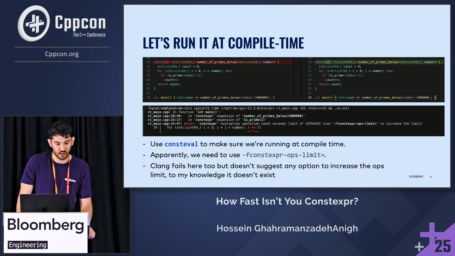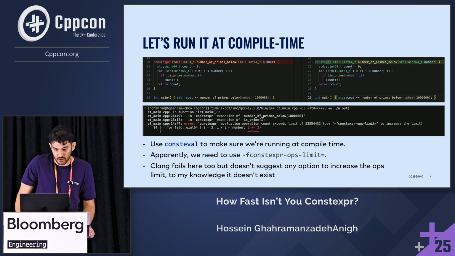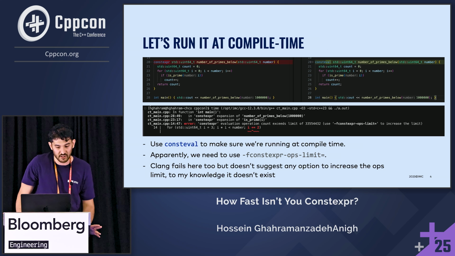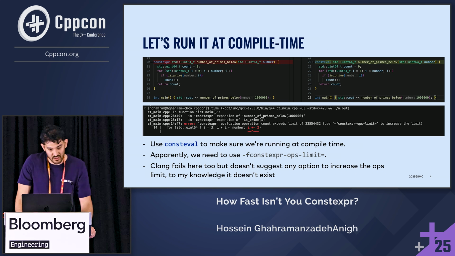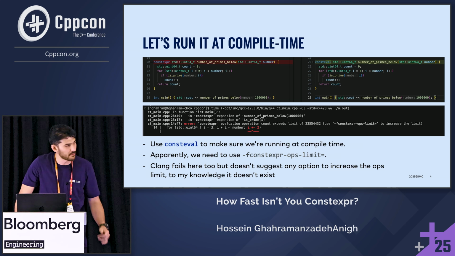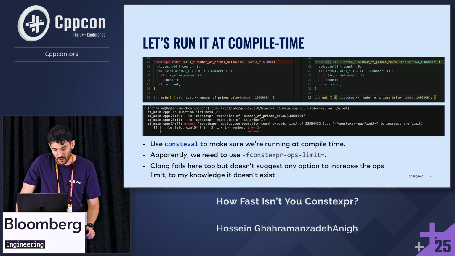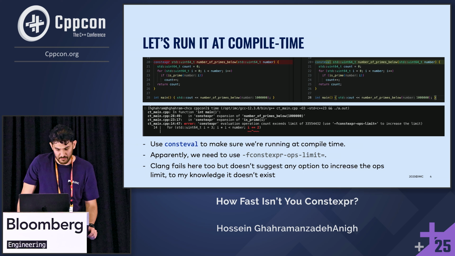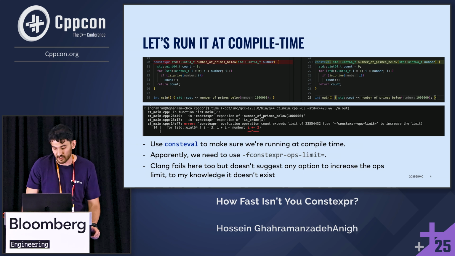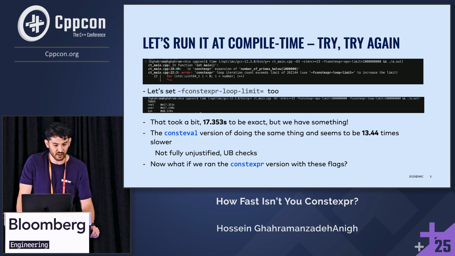So let's run this at compile time. I've changed that Constexpr to a consteval, and that's not going to let the compiler get away with running this at runtime. We get this compilation error that tells us, hey, there's a Constexpr ops limit, and we need to apparently bump that. Clang gives us something similar, but it doesn't give us any option. So we're going to drop Clang here and ignore it for the rest of the talk.